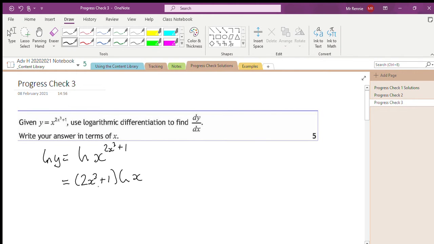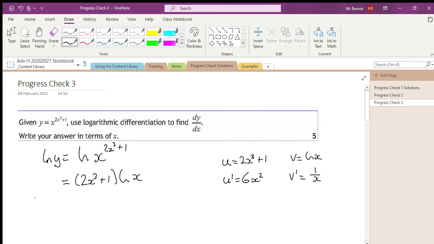Okay, now I'm ready to differentiate. On the right hand side I'm going to have a product rule. So my first term is u equals 2x cubed plus 1, and u prime I'll work out in a second. v is going to be log of x, and I need to differentiate both of them. If I differentiate u, I'm going to get 6x squared, and if I differentiate v, I get 1 over x. I'm going to use the product rule, but I need to remember to differentiate the left hand side as well.